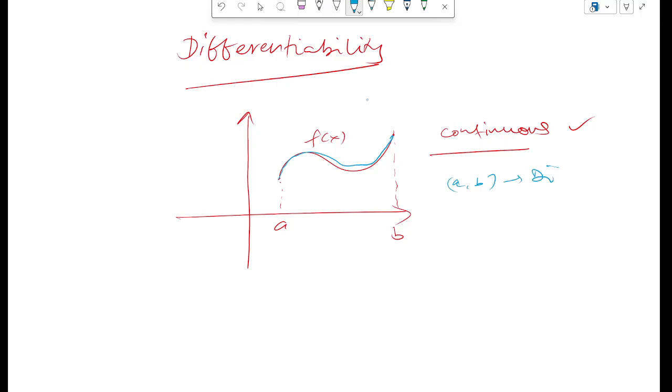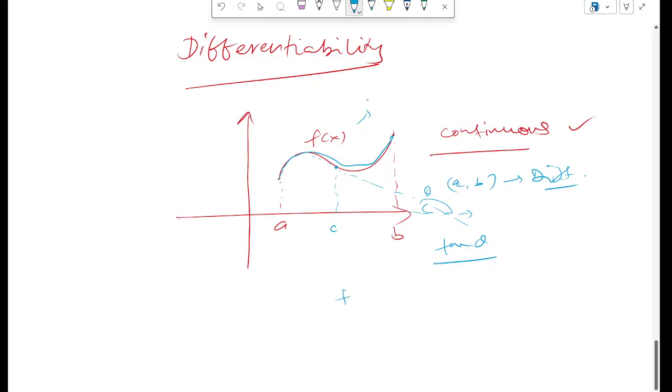This is differentiable because there is no sharp turn and we do not have any abrupt change of slope in this graph. When I say slope, that means the derivative of the graph at any point. Let's take a point C between A and B. Then the derivative of this function at C means the slope of the tangent. If I draw a tangent at this point, what will be the slope of this tangent? Slope means tan theta. This is the theta, so tan theta is the slope of this tangent.